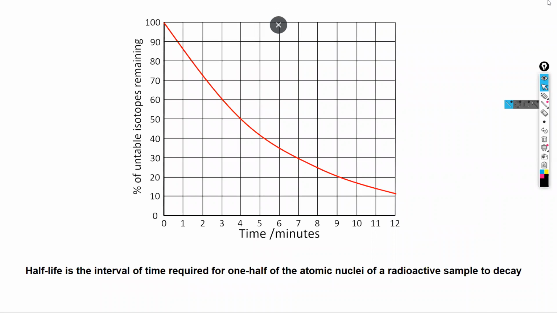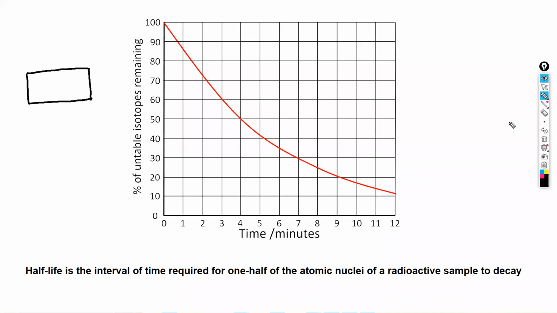Usually when I start this topic, I start with the graph. You don't have to draw the graph, but let me try to explain why this graph is slowly sloping downwards. Let's say we take a sample of radioactive material, a block of it. We go to the radioactivity store, if there's one, and ask them for a block of something that's radioactive.